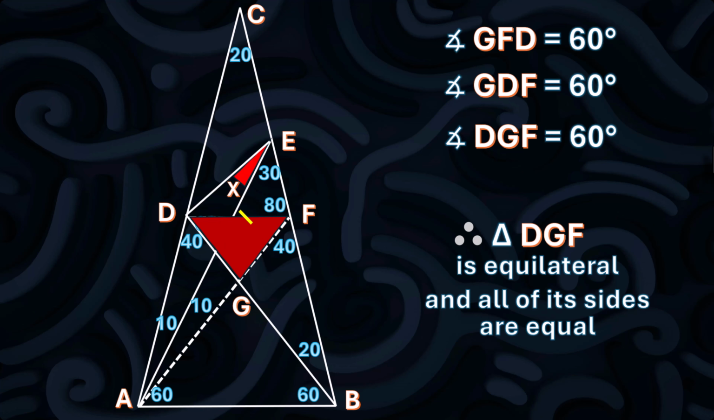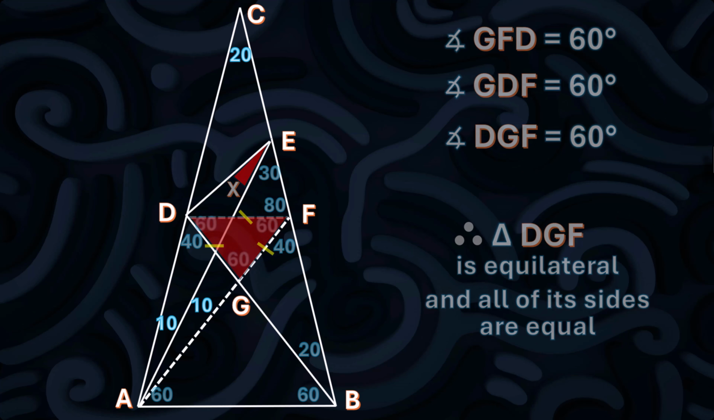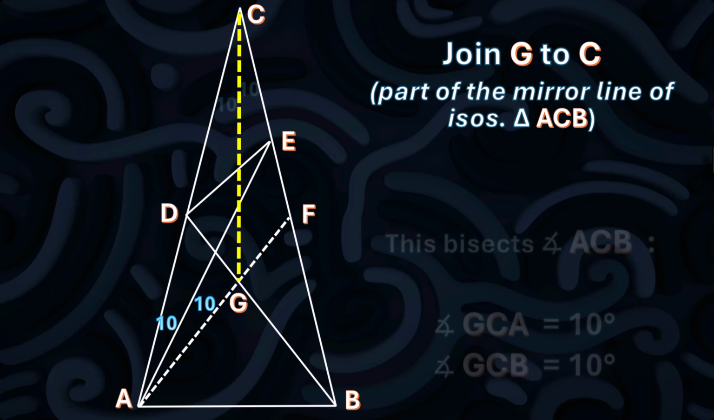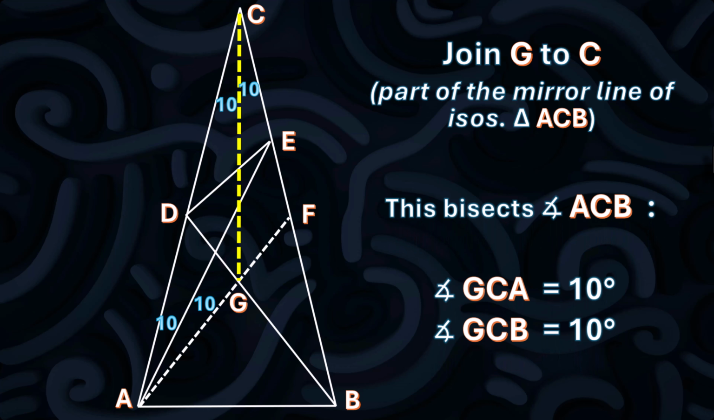Now we're going to come back to that because I want to draw another line. I want to join G to C, which of course falls on the perpendicular bisector of triangle ACB. So this bisects the angle ACB into two smaller angles of 10 degrees each.